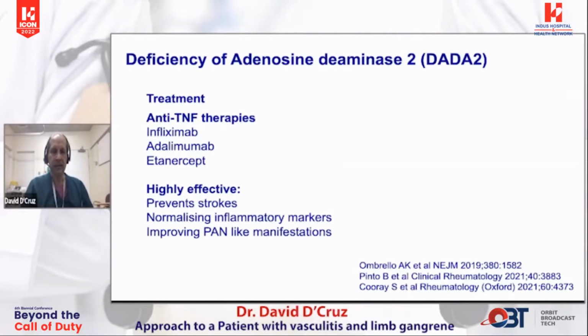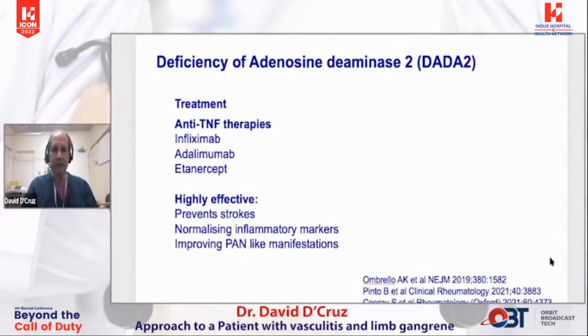Studies: there are no randomized controlled trials here because of the very small number of patients, but lots of series, and I've given the references on the bottom here. Anti-TNF therapies in DADA2 patients are highly effective in preventing more strokes, normalizing inflammatory markers, and improving PAN-like manifestations. So definitely worth considering DADA2 in your differential diagnosis of polyarteritis nodosa.